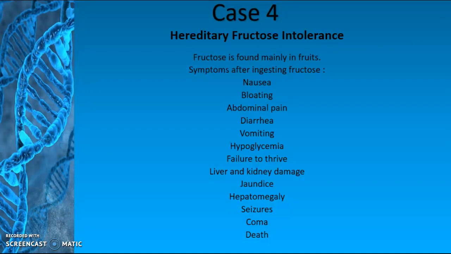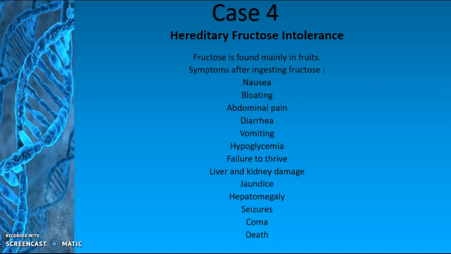Hereditary fructose intolerance is a condition that affects a person's ability to digest fructose, a simple sugar that's mainly found in fruits. Patients with hereditary fructose intolerance develop symptoms when fruits, juices, or other foods containing fructose are introduced into their diet. After ingesting fructose, nausea, bloating, diarrhea, vomiting, and hypoglycemia are commonly experienced.